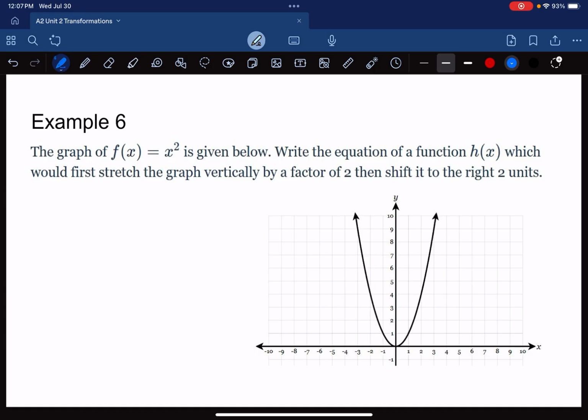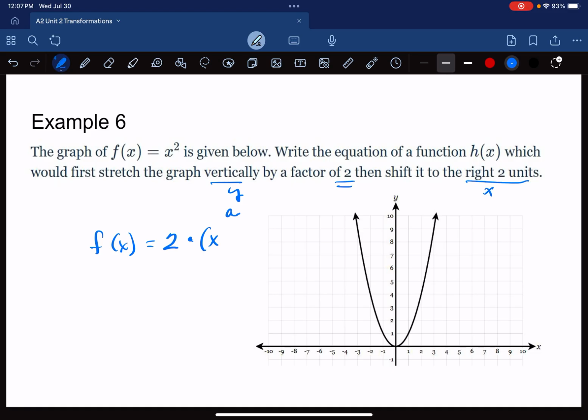All right, the graph of f of x equals x squared is given below. Write the equation of a function that would first stretch the graph vertically by a factor of 2, then shift it to the right 2. So f of x equals, so I have to stretch vertically, that's in the y direction. This is y, so that's the a value. And it says by a factor of 2, so I just keep it 2 times, and then x, it's going to shift to the right 2 units.